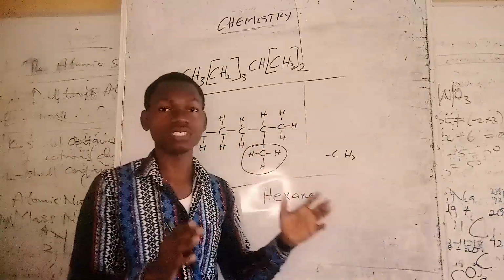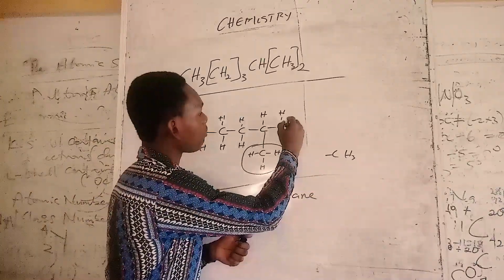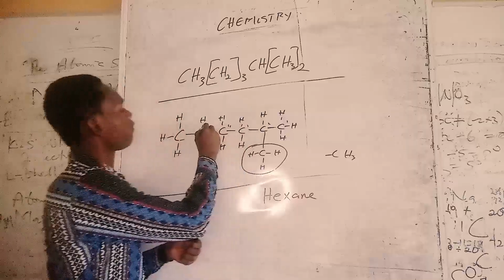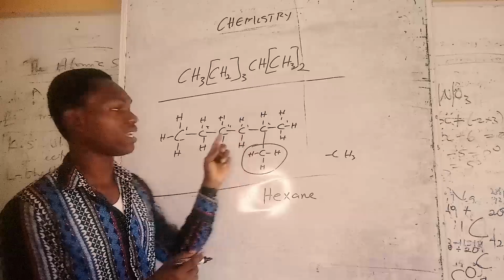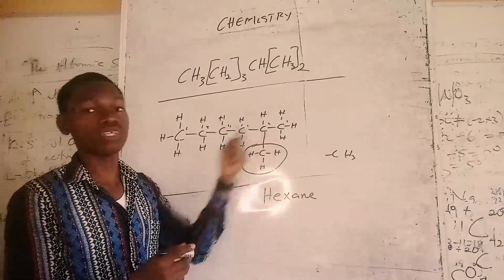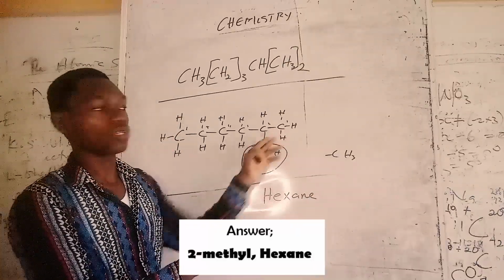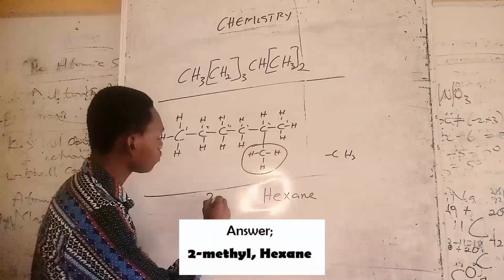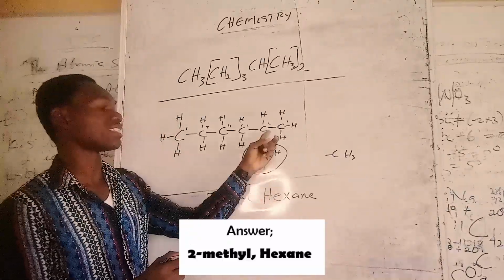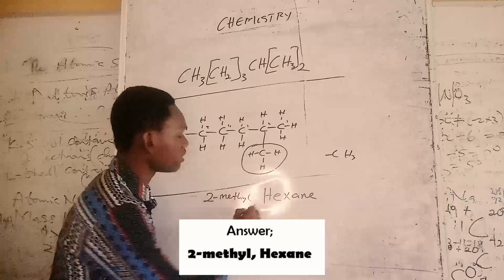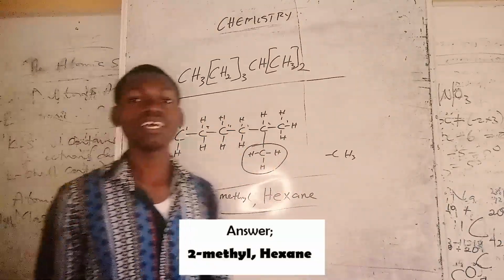So if 2 is the least number possible, our numbering will start from here. So this is our first carbon, second, third, fourth, 5th and 6th carbon, not the other way around, because if we move from this side, our side chain will have a higher number which we don't want. So our side chain, which is a methyl group, is attached to our second carbon, so the name becomes 2-methyl, because our methyl group is attached to our second carbon. 2-methylhexane. So the name of this compound is 2-methylhexane.